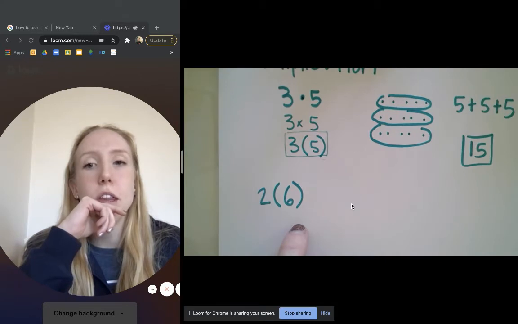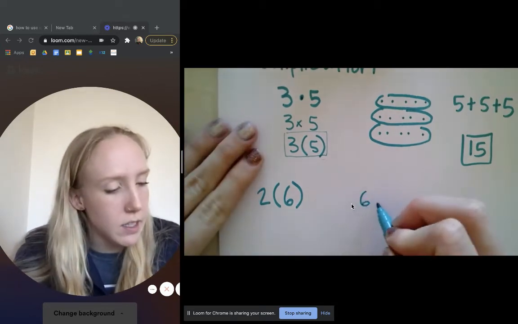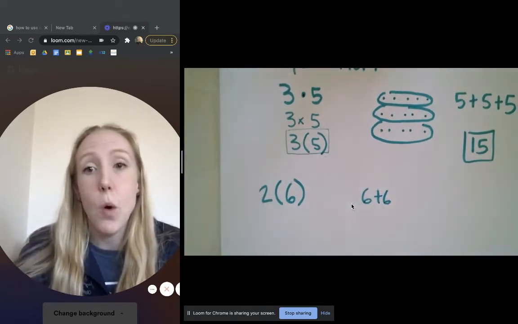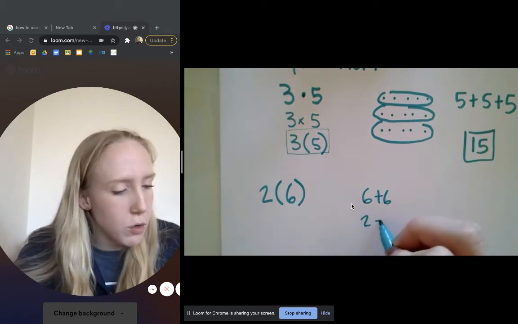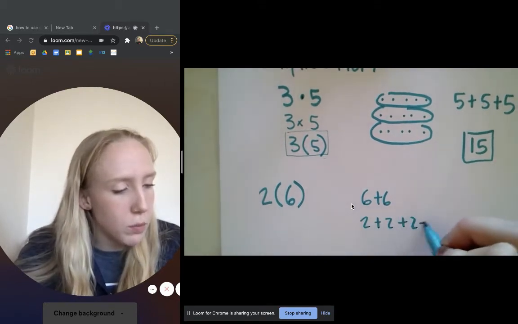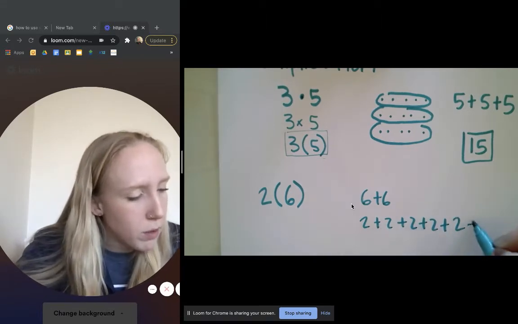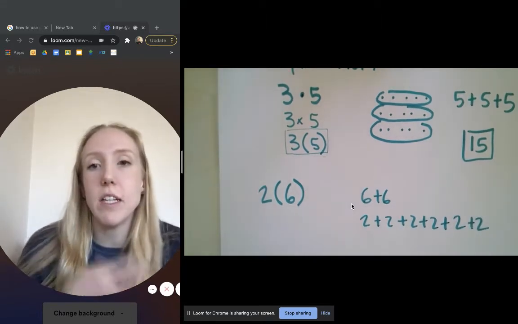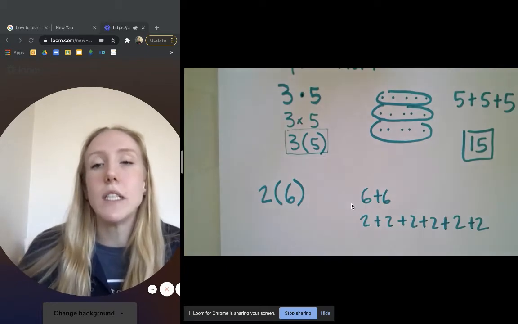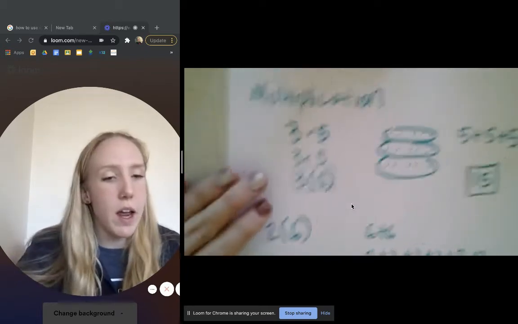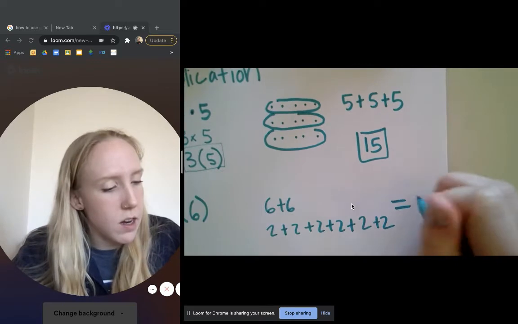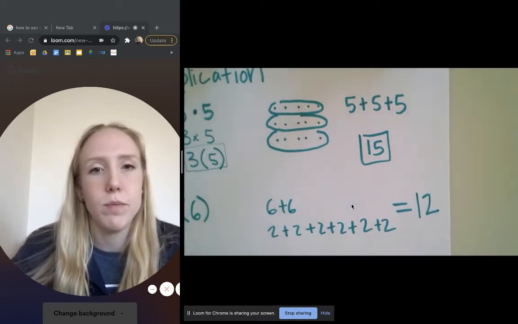There's a couple ways you could think about it. You could think about it as 6 plus 6, or you could think about it as 2 plus 2 plus 2 plus 2 plus 2 plus 2. You can think of it as 2 6s or 6 2s. Either way, you are going to get 12.